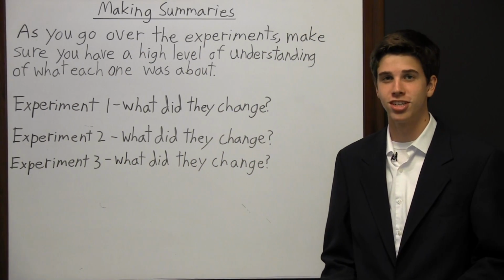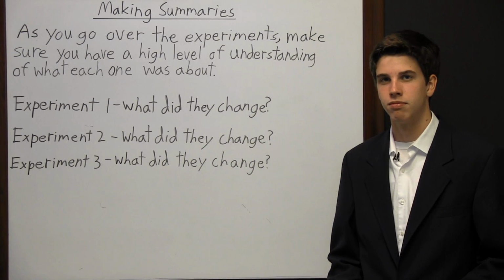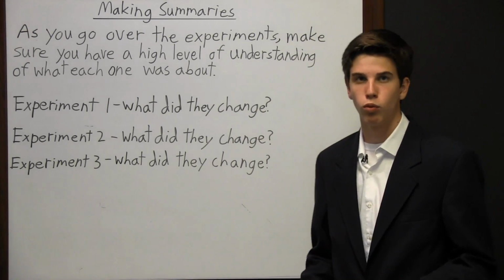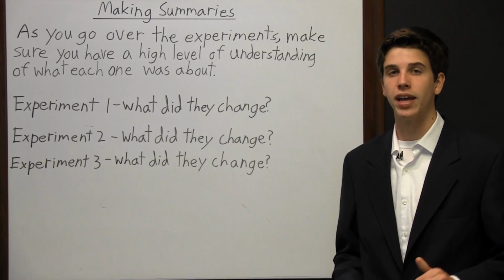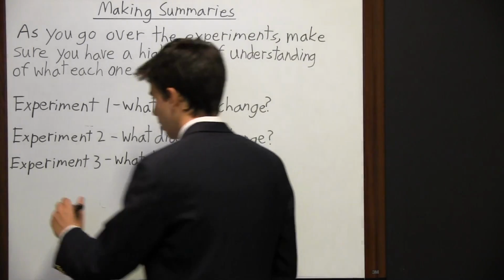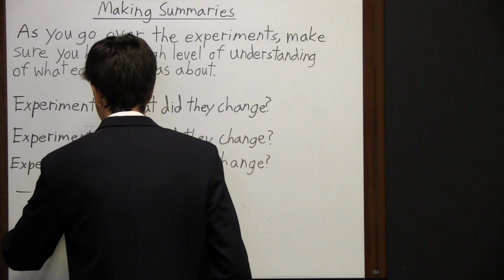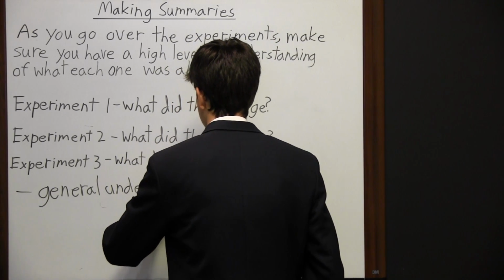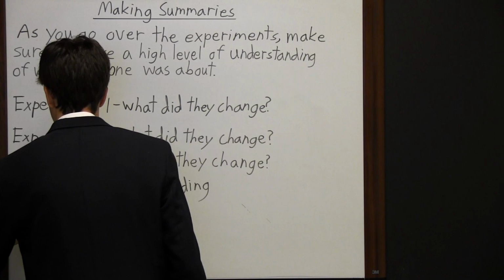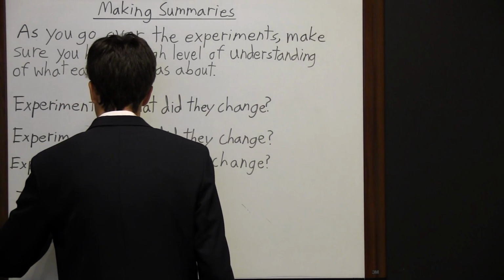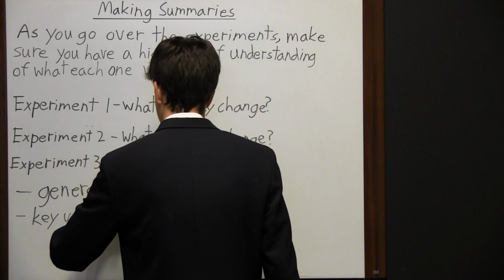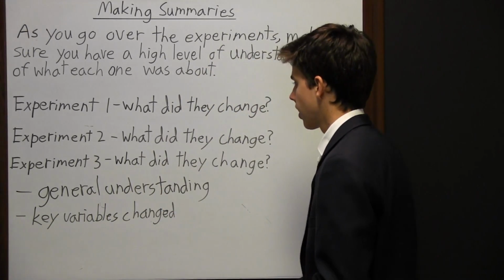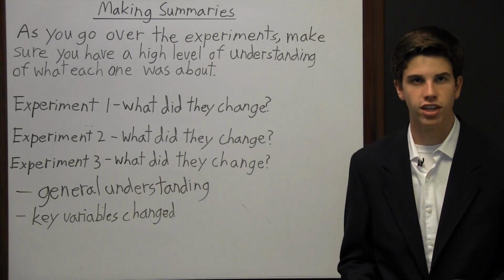ACT Science Research Summaries. As you go over the experiments, make sure you have a high level of understanding of what each one was about. As you review the experiments, the main goals are to get a general understanding of what they were about and notice the key variables that were changed.